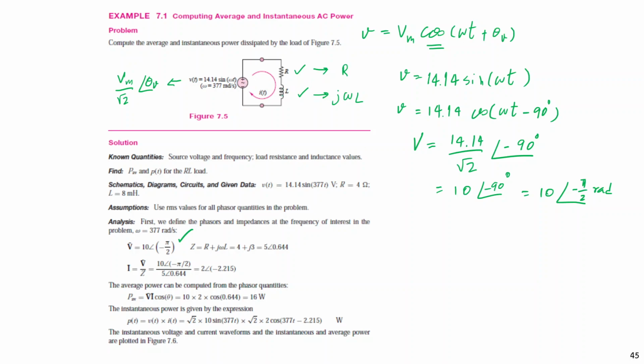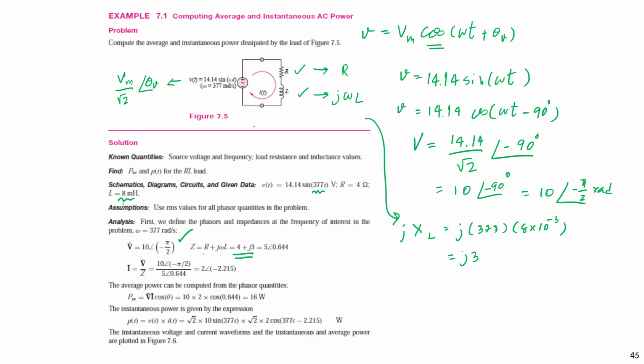Then for the inductance, J omega L, which is JXL, would be J 2 pi F. What is the omega? Omega is here, 377, right? This is omega, this is 2 pi F. So 377 J, omega L. L is 8 millihenry. So we get J3. So this is the impedance, right?